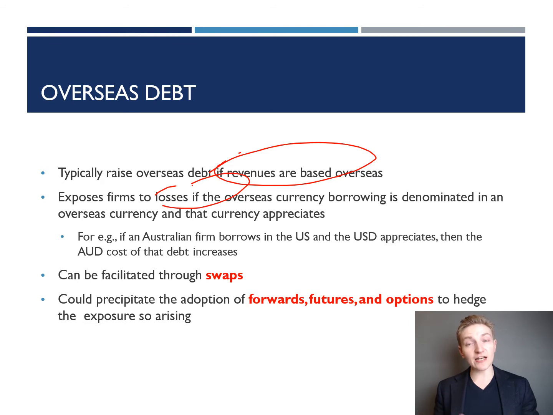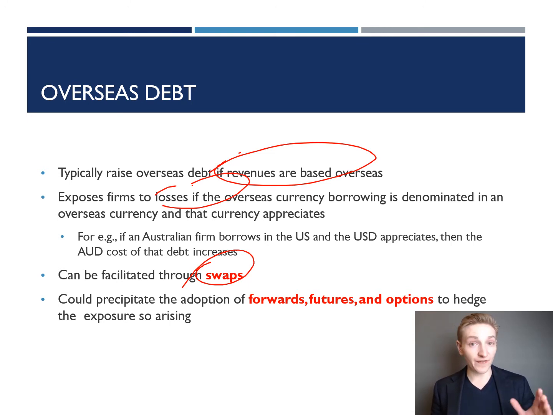Now, it can be facilitated through various ways. So, for example, it can be facilitated through swaps, which is basically a situation where you go with a parent company, or go with a partner company rather, who can borrow in one particular currency, and you borrow in your home currency, and then you swap debt obligations, potentially with some degree of compensation if there's a significant amount of difference in the financial reliability of those firms. So swaps are one way of doing it.